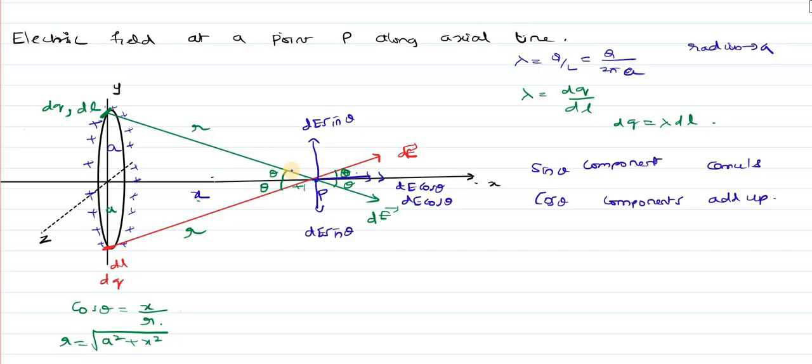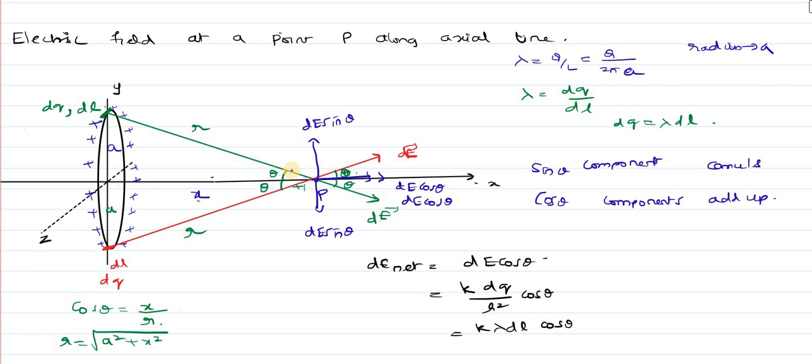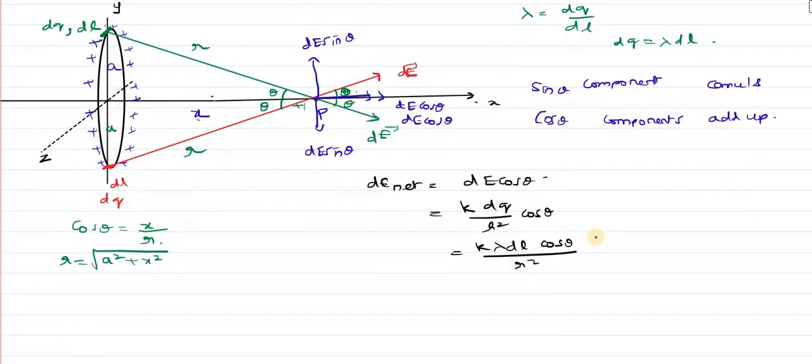So dE net I want to find out. dE net will be equal to dE cos theta, which we need to find. Correct? It is due to this cos theta component. So what is dE? K dq by r square into cos theta, which I can write as K lambda dl cos theta by r square. Correct? So cos theta is what? It is K lambda dl cos theta, I can write it as x by r cube. Correct?